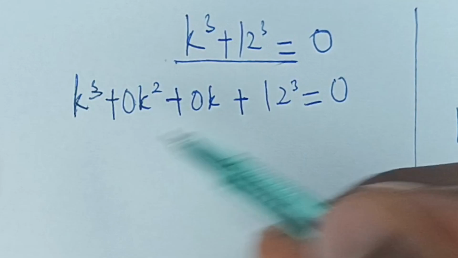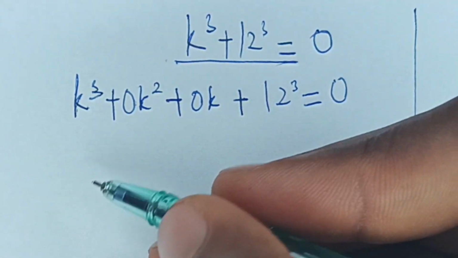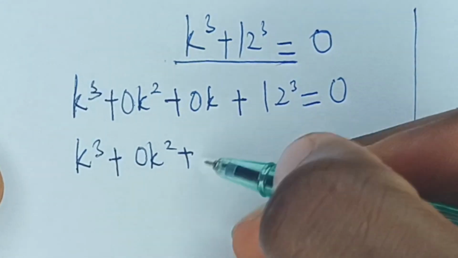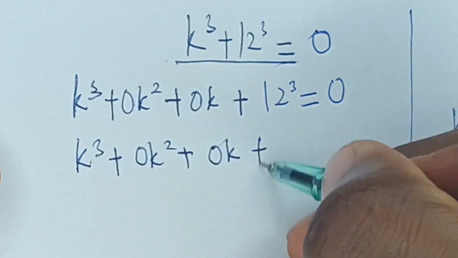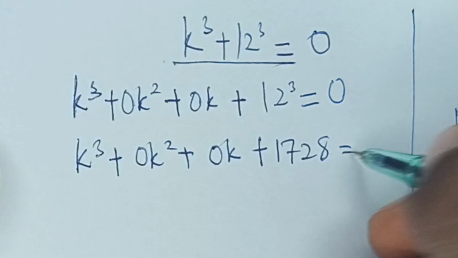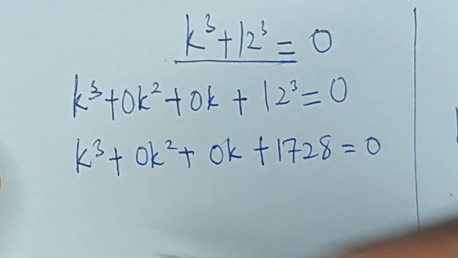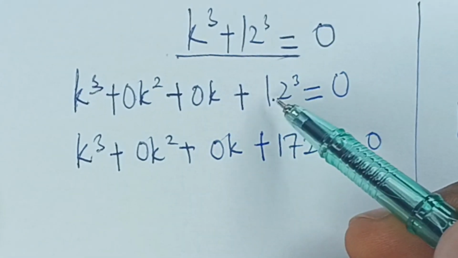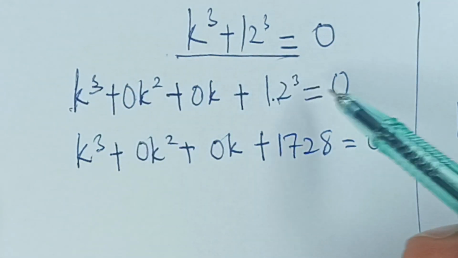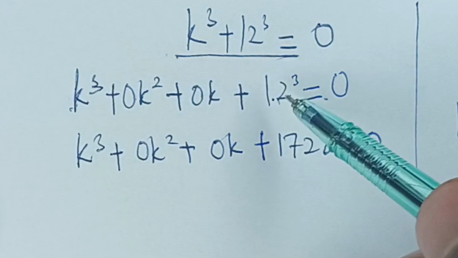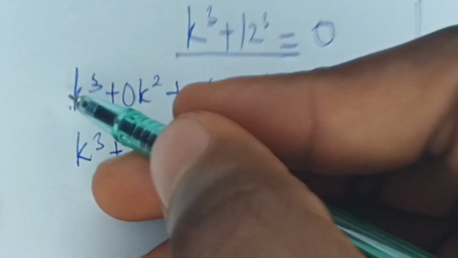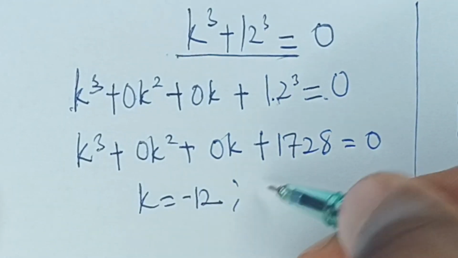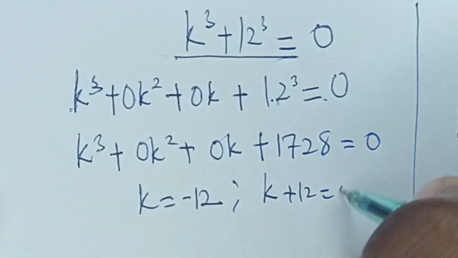Alright, so moving on, this becomes k raised to power 3 plus 0k squared plus 0k plus 1728 equal to 0. Now finding a zero for this equation will be very easy because we have 12 raised to power 3, so we have to negate 12 raised to power 3 here so that we'll have 0. Minus 12 raised to power 3 plus 12 raised to power 3 is equal to 0. So it means that k here is equal to negative 12, implying that k plus 12 is equal to 0.